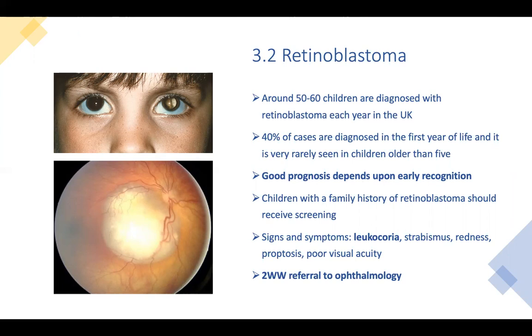Signs and symptoms include leukocoria, which you can see in the higher photograph, strabismus, redness, exophthalmos, and poor visual acuity. Suspected cases should have a 2-week wait referral to ophthalmology.